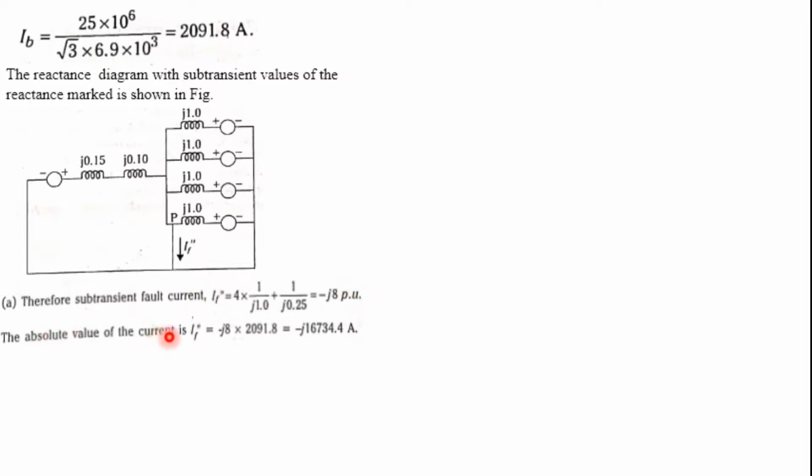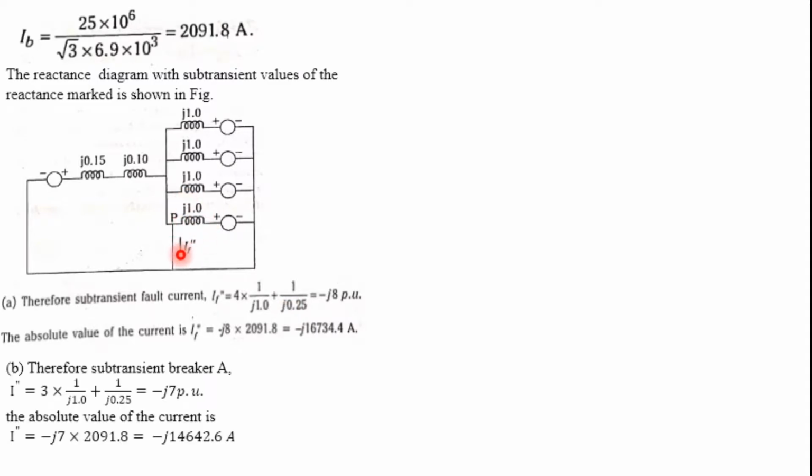So how will we get that absolute value of the current? Multiply this per unit value by the base value of the current, that is 2091.8, so we'll get j16, meaning 16,734.4 amperes. That much current is flowing across this point, for the fault.